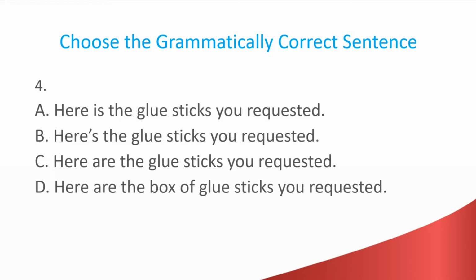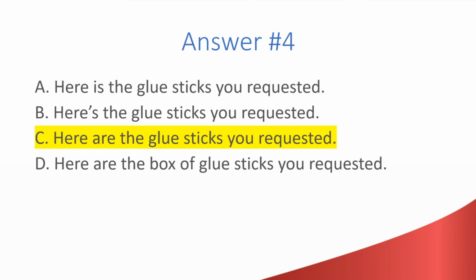Okay. And the trick too is a lot of times you have to pick out the subject and the verb. Make sure they agree. So C is the correct one. Here are the glue sticks you requested. So the subject is glue sticks, which is plural. And of course the verb are is plural. So you have your subject verb agreement.